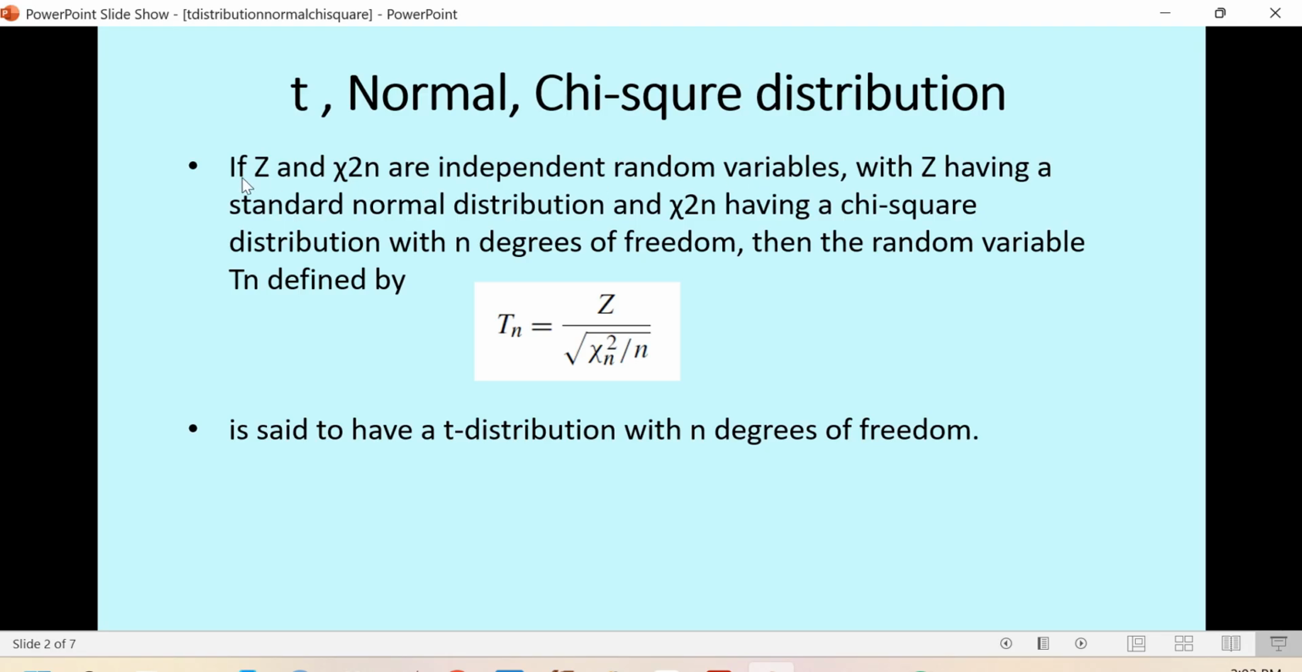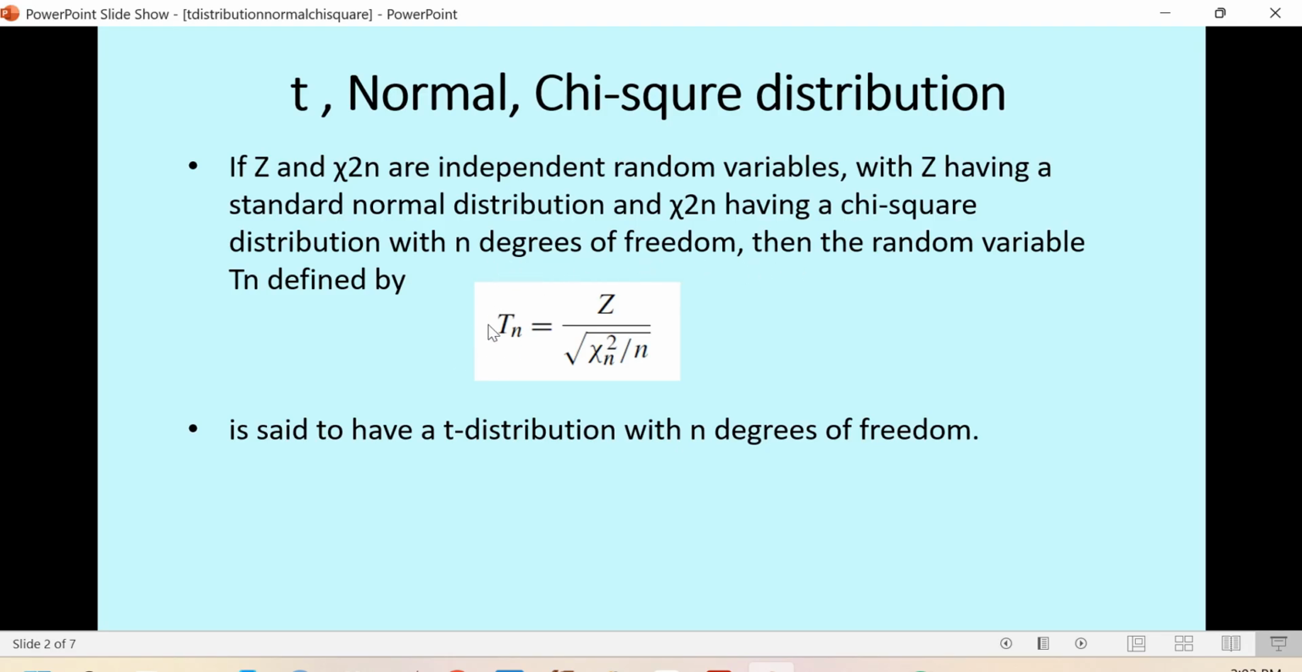So if psi and chi-square n are two independent random variables, with psi following a standard normal distribution, which means psi has zero mean and standard deviation 1 and is a normal random variable, and chi-square n is a chi-squared distributed random variable with n degrees of freedom.